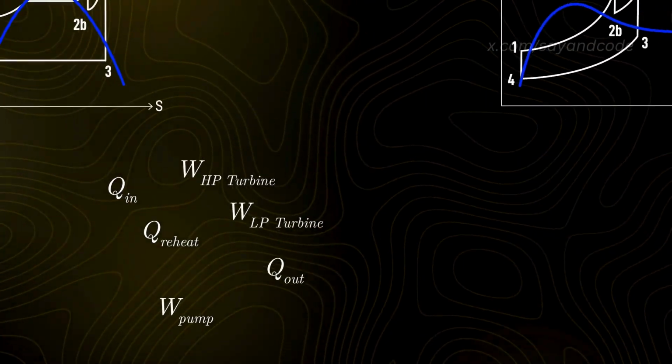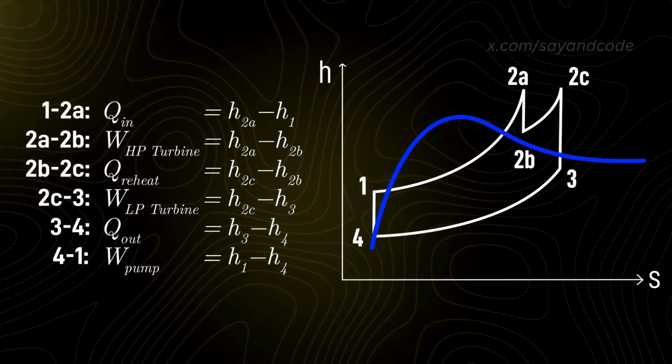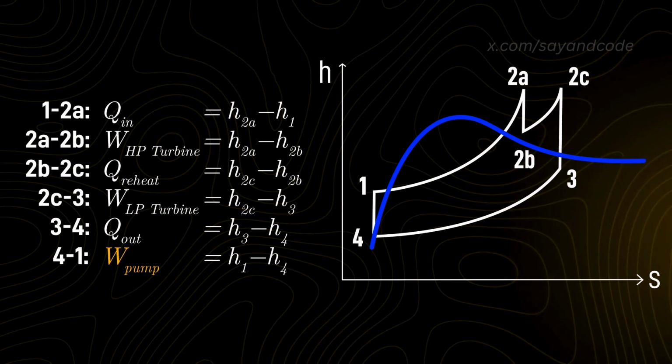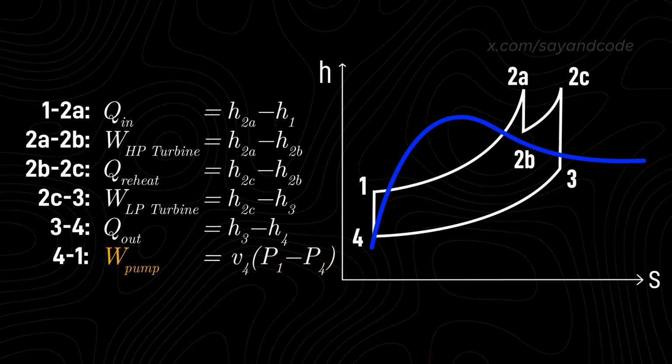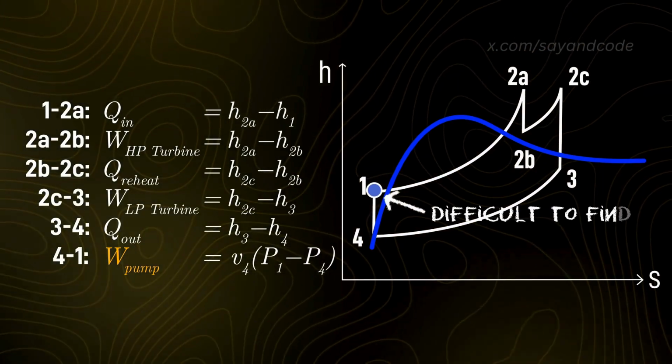We can determine the heat and work values at each step, using the specific enthalpy from HS diagram. For the pump, however, we usually calculate the work done as specific volume times the change in pressure, since the enthalpy of subcooled liquid is difficult to find.